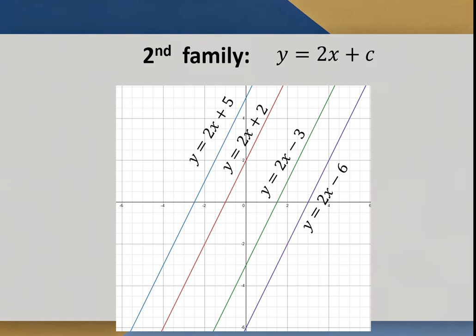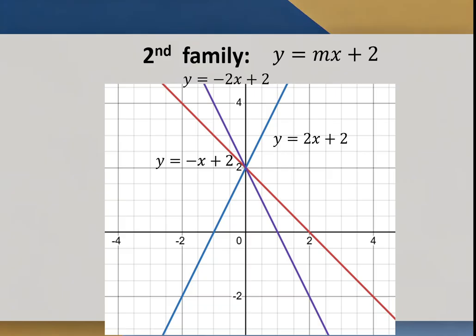The second family is I've got an example of y equals 2x plus c. So this is where the gradient of all the lines are the same and my y-intercept is just changing. I should have named this the third family, but this third family is y equals mx plus 2. So this is where they are all going through the same y-intercept, but the gradient is different.